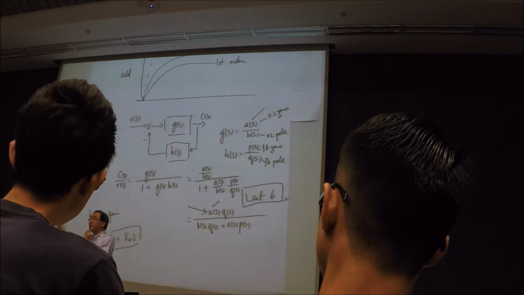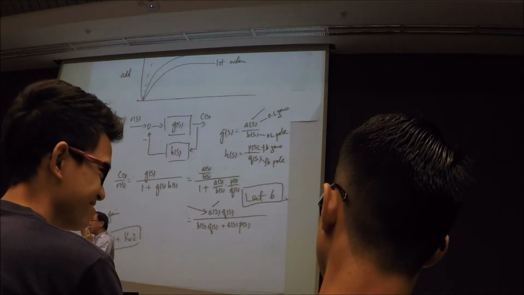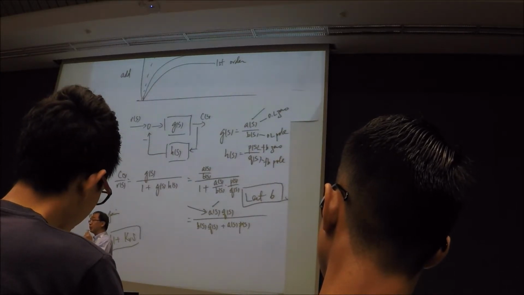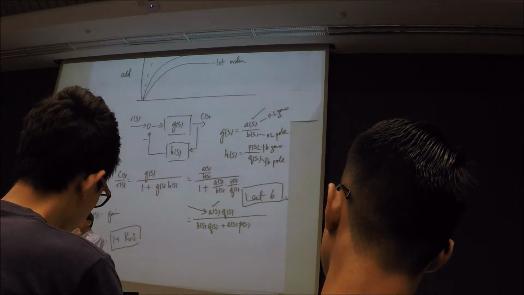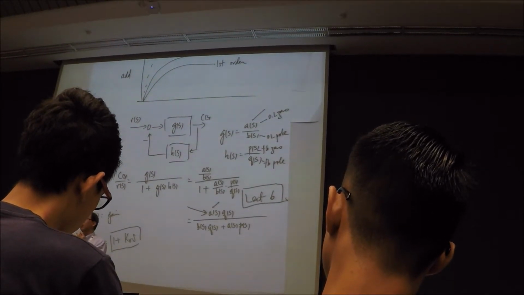Oh, this is given, right? The open loop transfer function depends upon the system, so it has to be given to you. It's not that you just pluck it from the air. The problem has to state that this is the open loop transfer function, and this is a feedback block.